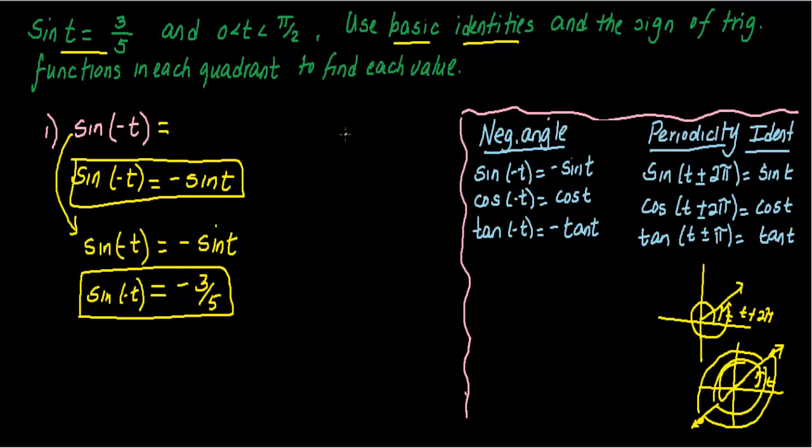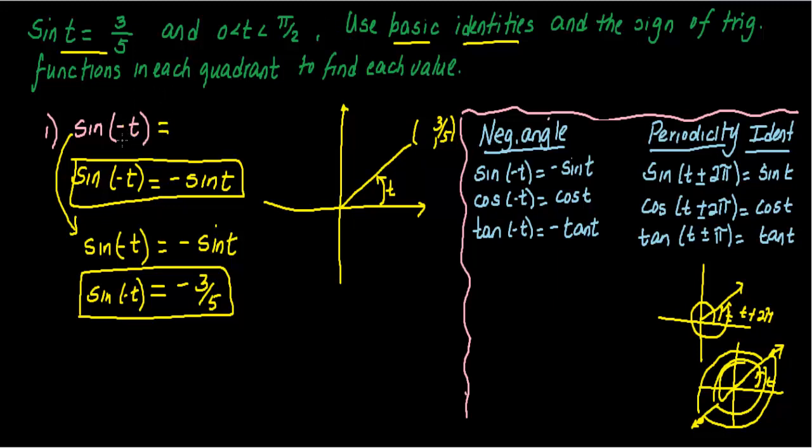Now, if I make a drawing, this is just the visual part of it. It tells me in the beginning that my angle is in the first quadrant, and that the sine here, which is my y coordinate, is 3/5.